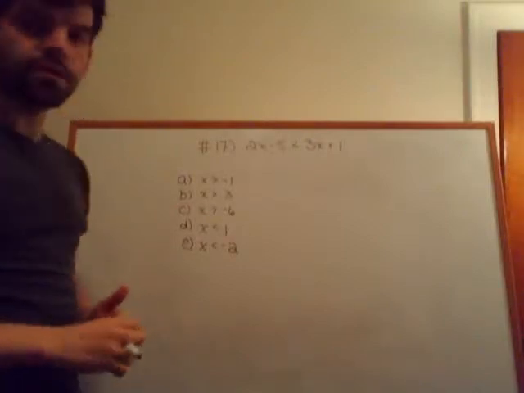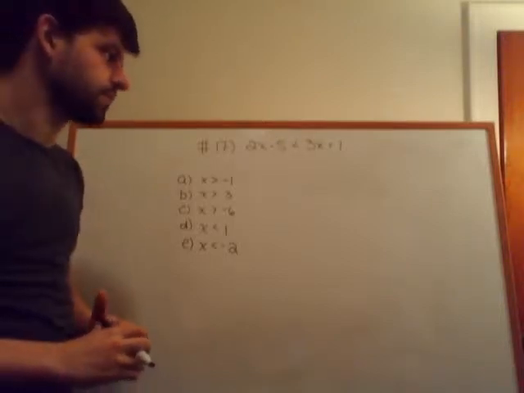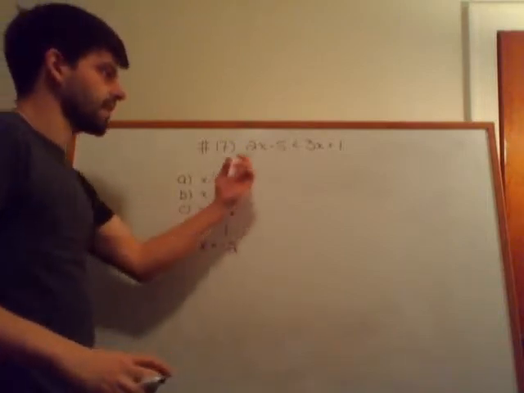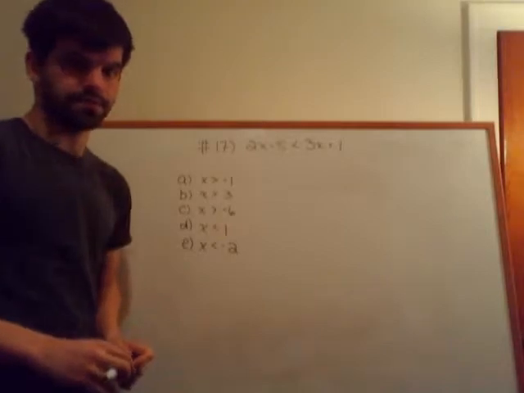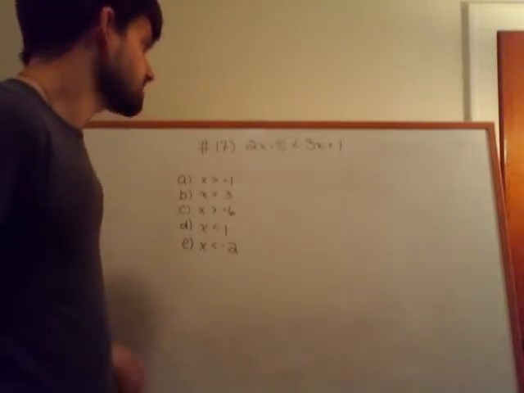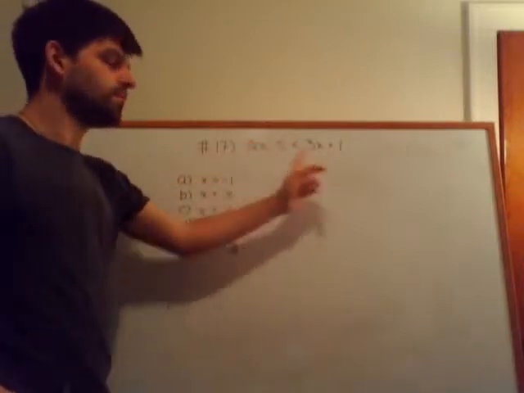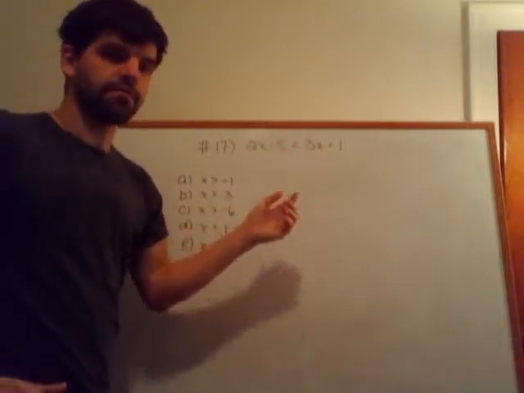In this video, we're going to be continuing with the practice algebra exam, starting with question number 17. Question number 17 states that 2x minus 5 is less than 3x plus 1. Now, what I want you to imagine here is that you see an equation that has a variable on both sides. Treat this like any kind of equation.